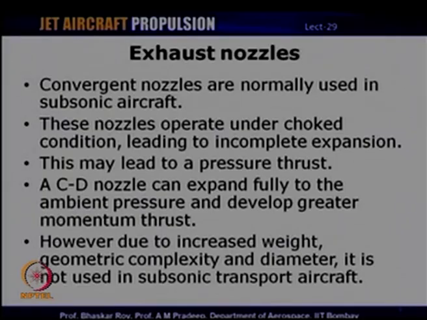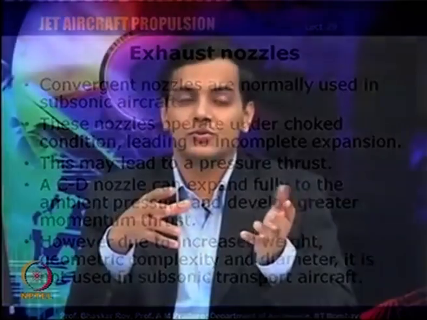But using such a nozzle in a normal civil aircraft means it would lead to additional weight and complexity, and also possibly a larger diameter at the exit of the nozzle, something which is not desired, especially for a normal civil aircraft, which is the reason why civil aircraft would simply use a convergent nozzle and not a CD nozzle, which could really give you a slightly better performance if one were to go for that.